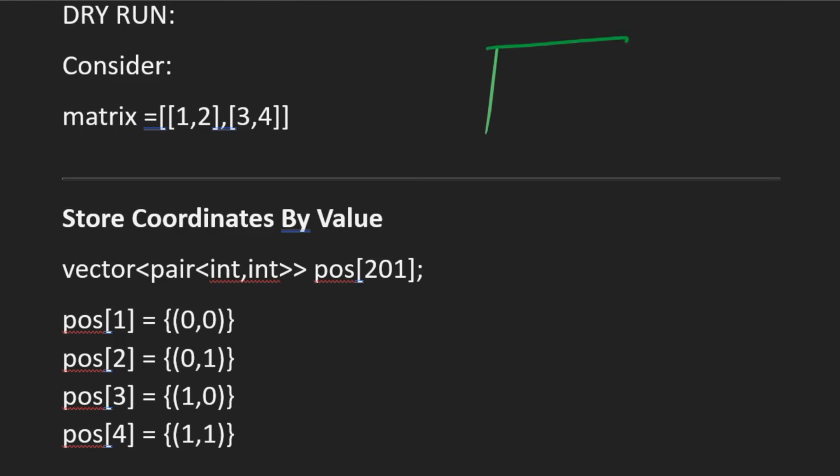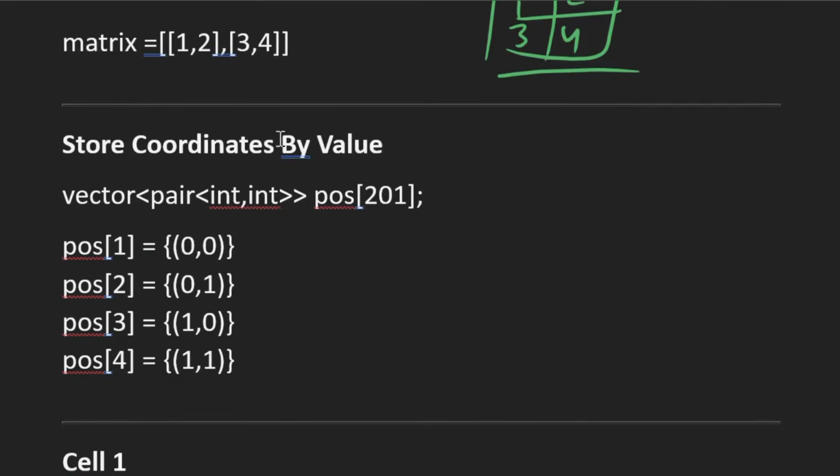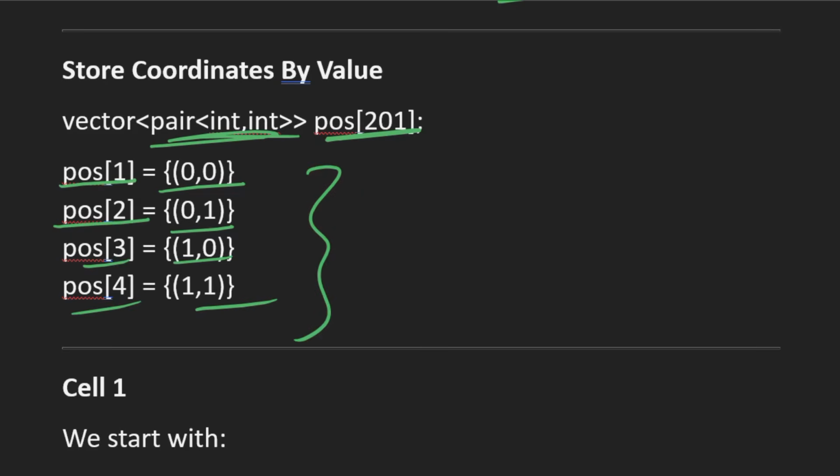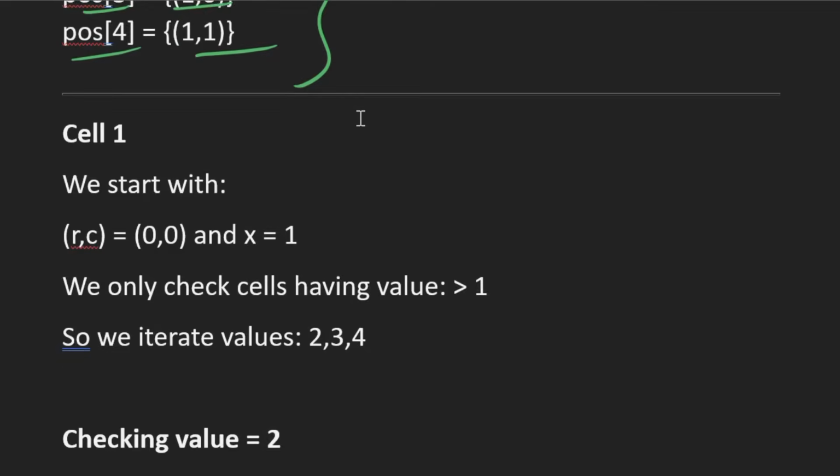So we have taken the matrix 1 2 3 4, then we store coordinates by their values. For this we have taken a position array of type vector, storing pairs of int comma int. So position of 1 will store the coordinates 0 comma 0, 2 is present at 0 comma 1, 3 is present at 1 comma 0, 4 is present at 1 comma 1. So we stored these values. Now we start with each cell.